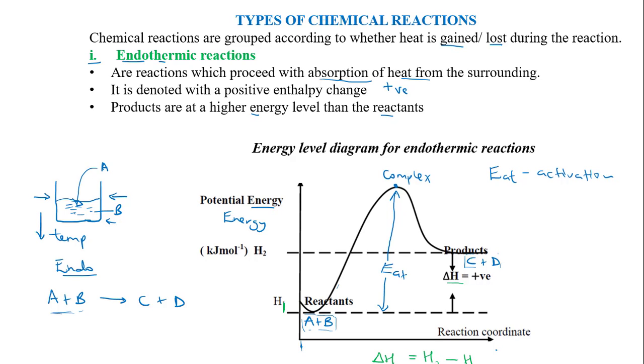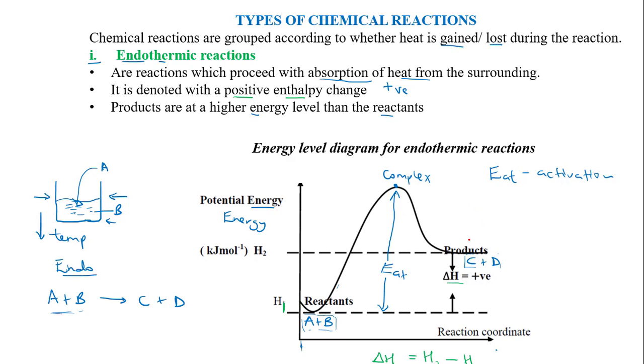Because the energy of the products H2 is higher than that of the reactants, we shall get a positive value. That's why we always say that the enthalpy change of endothermic reactions is always positive, because we always have products that are at a higher energy level compared to our reactants. So this is briefly about the energy level of endothermic reactions.